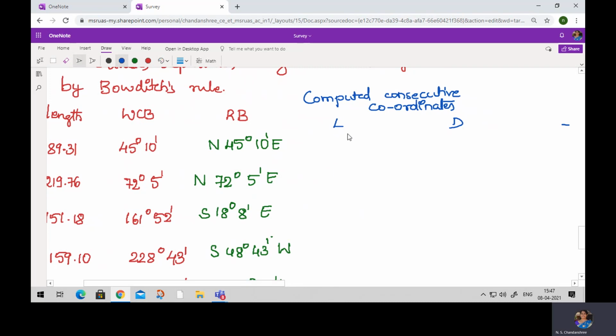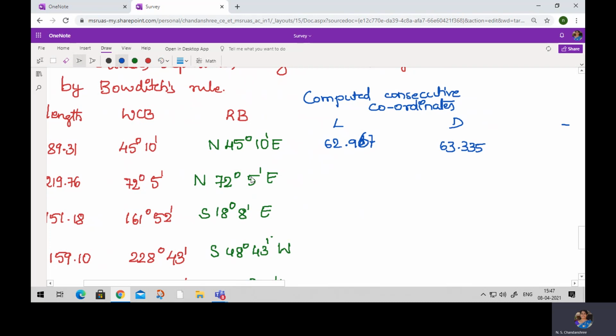So the value of latitude for the line AB is 62.967. Next, the departure is L sin theta. When you substitute and calculate, this will be 63.335.